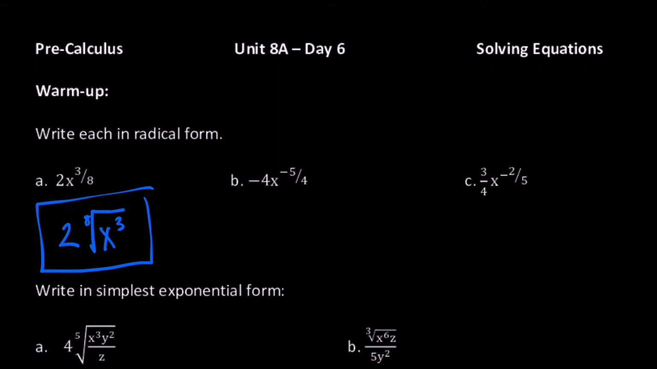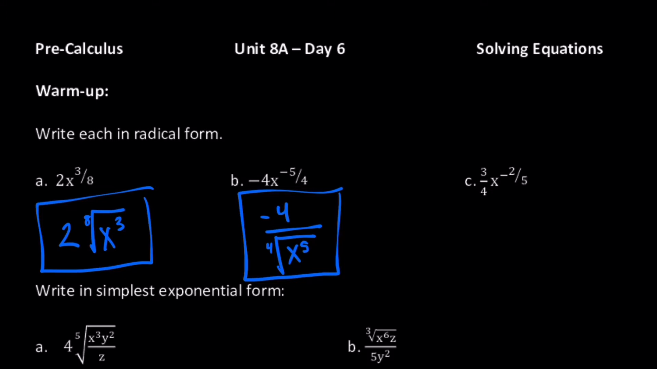Next one, I've got negative 4x to the negative 5/4. So we have a couple things going on. We have a negative exponent, and we also have that rational exponent again. This negative 4 is not affected by the exponent, so I'll just start by writing that down. Since this is negative, it'll move this to the denominator, or it'll take the reciprocal of that base. It's going to be the 4th root of x to the 5th power. So there is radical form of that exponential expression.